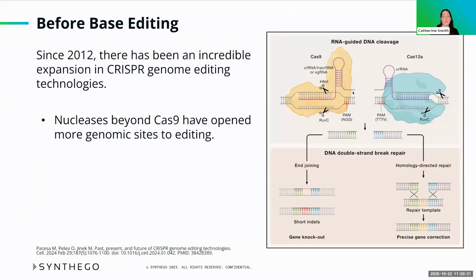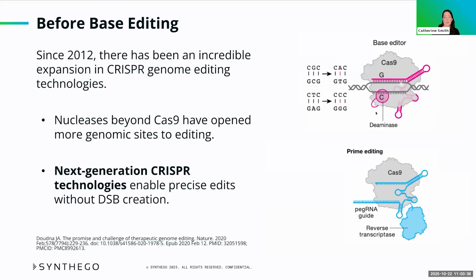Within the last 13 years, the CRISPR toolkit has grown with the development of exciting new technologies and methods. For example, nucleases beyond Cas9, like the Cas12a shown here, have opened additional genomic sites to editing through the use of alternative PAMs. Additionally, next-generation CRISPR technologies have been developed to allow for precise editing without the creation of double-strand breaks. Among these technologies, prime and base editing are particularly prominent. Today, of course, we're going to be focusing on base editing.